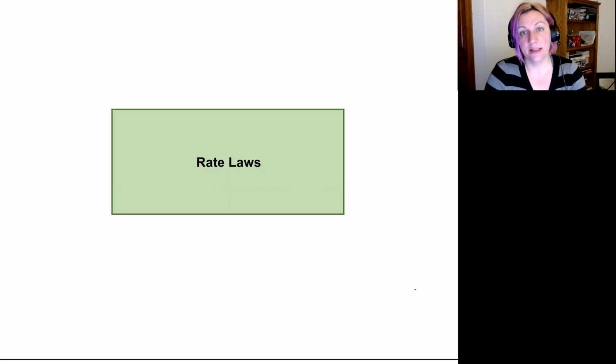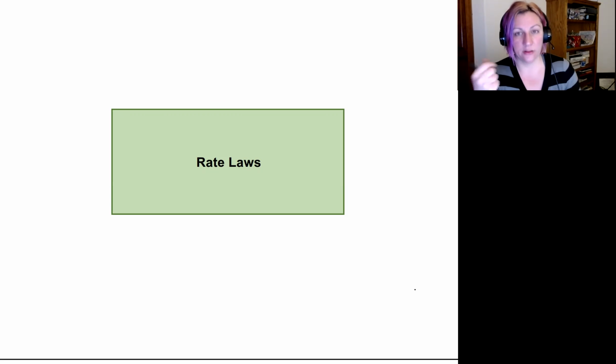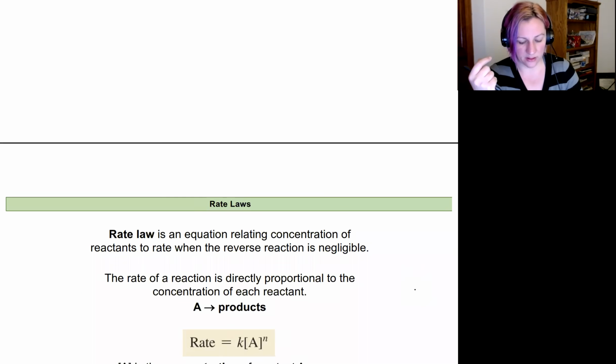In this lecture, I'd like to describe how we can communicate the rate of a reaction so it's useful to others who are trying to use the reaction. We use rate laws to communicate information about the rate of a reaction. So we're going to walk through some of the components of these.